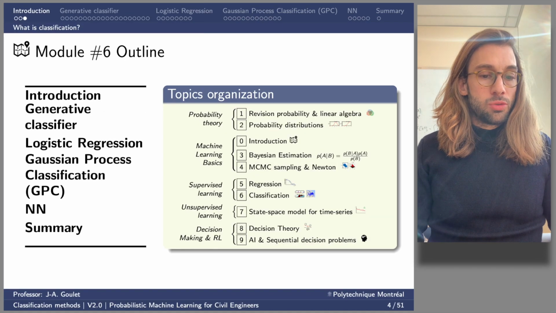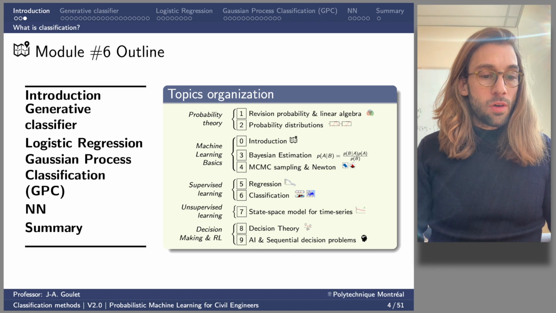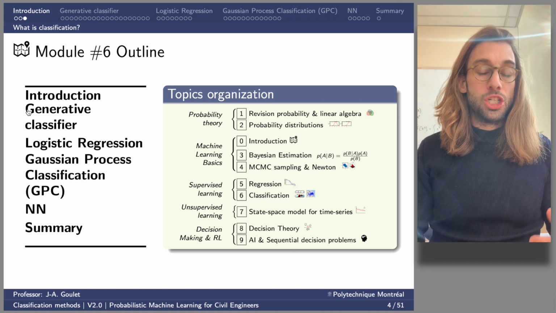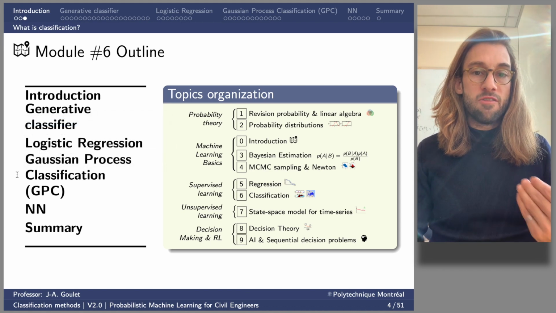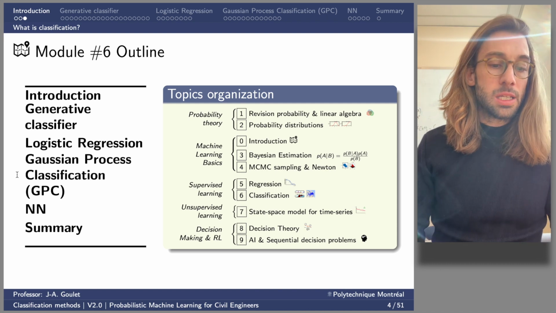So here's the outline of the course today. We've already looked at the introduction. We're going to first introduce the concept of generative classifiers, and we're going to look at the special cases: naive Bayes, linear discriminant analysis, and quadratic discriminant analysis.